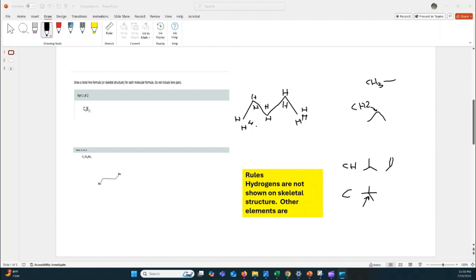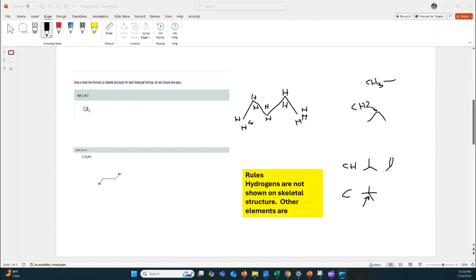But the skeletal structures follow certain rules, such as hydrogens are not shown on the skeletal structure. Other elements are. So when I think of, say, the first one, which is C5H12, you have to picture it this way. When you have just a carbon attached to only one other carbon, this outside carbon here, you have to imagine that it has three hydrogens around it to satisfy the octet rule. So it's attached to a carbon, and then it has a hydrogen here, here, and here. But that won't be shown on the overall skeletal structure.